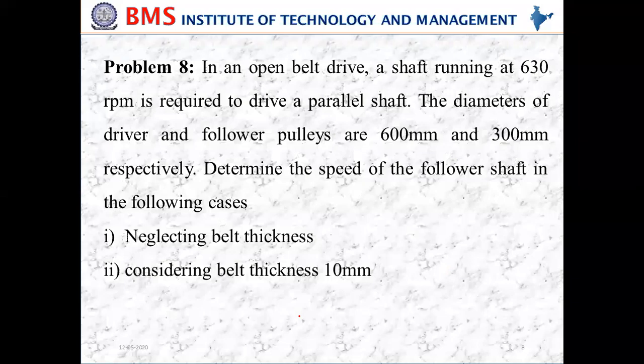So it is a simple problem. The data is given directly. You need to use only one equation here, that is, n2 by n1 is equal to d1 by d2, where n2 is unknown and d1, d2 and n1 are known. So when neglecting the belt thickness and when considering the belt thickness, you need to find the different speeds of the follower.